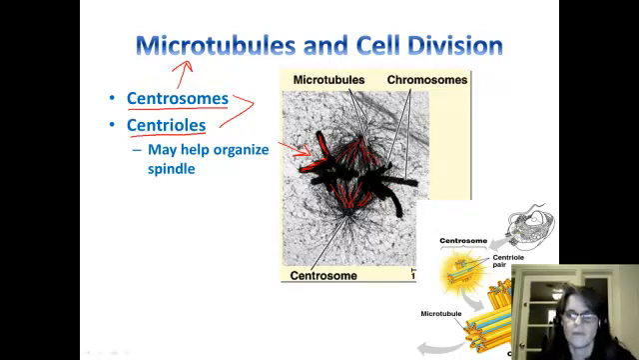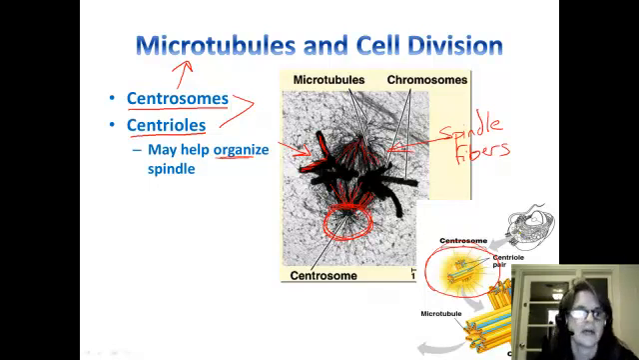Okay, well, these fibers arise from a region called the centrosome, and so this area here would be the centrosome from which these fibers grow. And it is thought that these structures called centrioles help organize these things, and these are called spindle fibers that actually connect to the chromosomes. And it's thought that these centrioles actually organize those and help them to do what they're supposed to do.